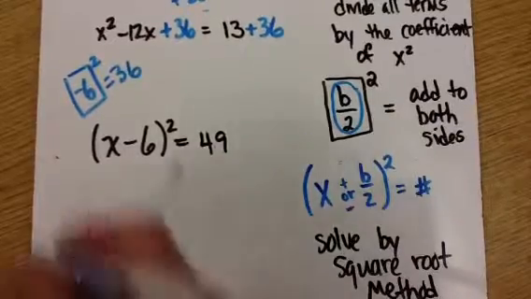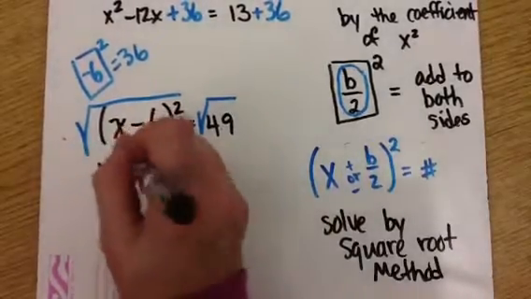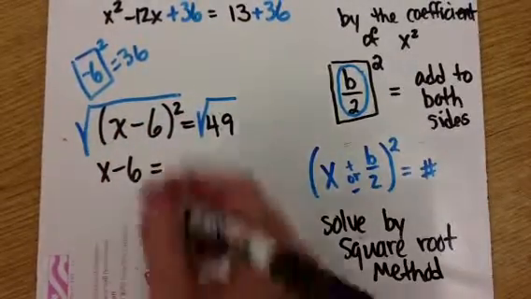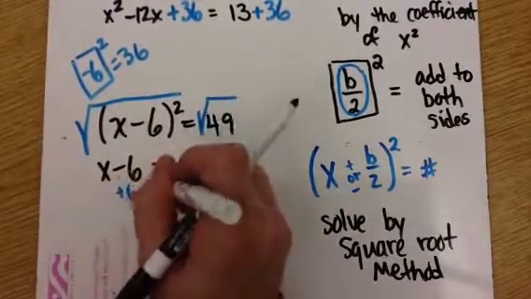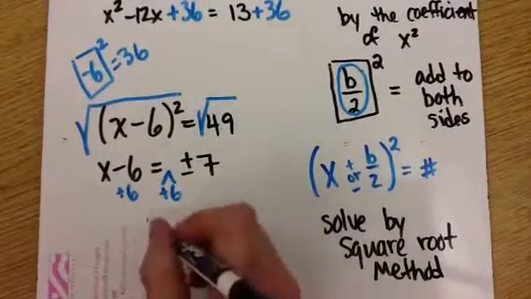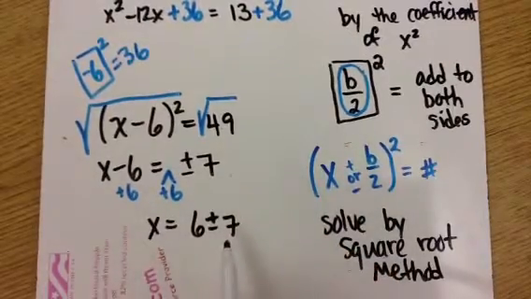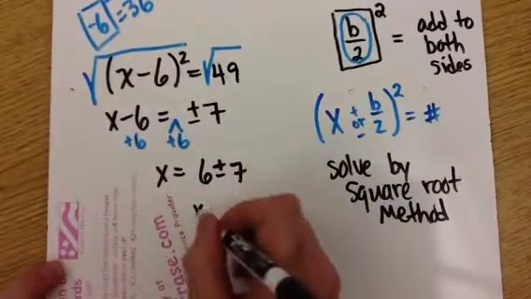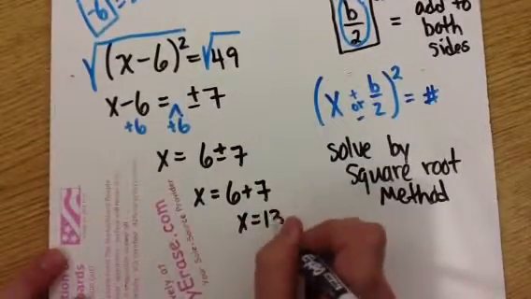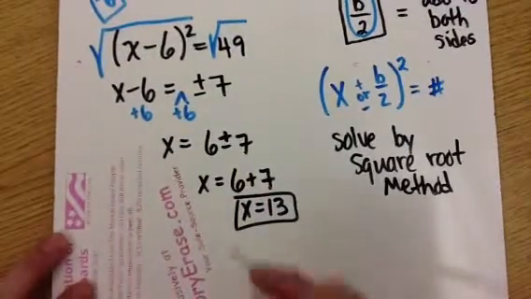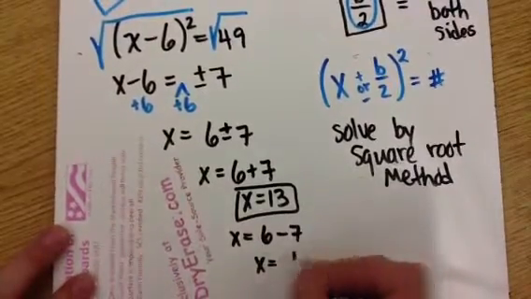Then we're going to take the square root of both sides. The left side will give me x minus 6, and the right side will be plus or minus 7. We'll then add 6 to both sides. So we get x equals 6 plus or minus 7. Now these are like terms. 6 and 7 can be combined, so we'll need to work the two problems. x equals 6 plus 7, which gives us 13, and x equals 6 minus 7, which gives us x equals negative 1.